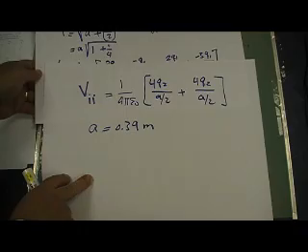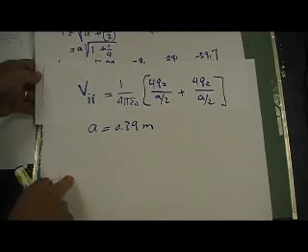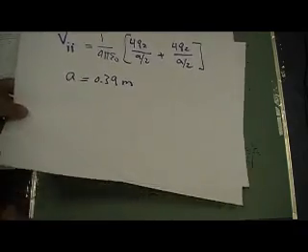So he's assuming that V is equal to 0 at infinity, which is something we worked out several times in class.